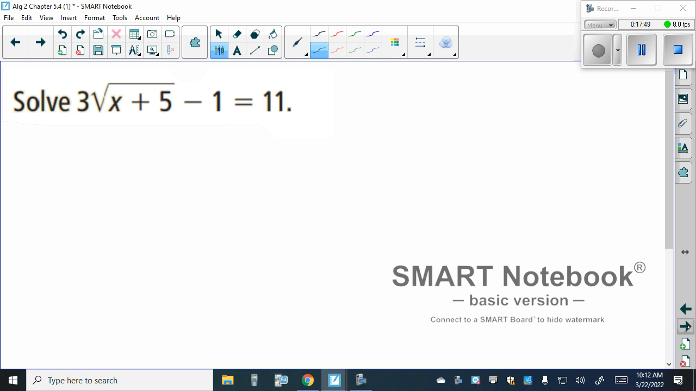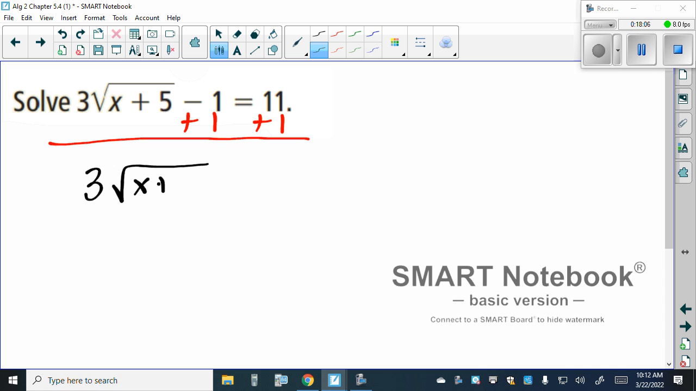Okay. What do we need to do for this one here? Yeah, we need to add 1. We need to get the radical by itself. So we would add 1 to both sides, which will tell us that's 3. 3 times the square root of x plus 5 equals 12. Right, the radical is not by itself yet, so we would divide by 3, telling us that the square root of x plus 5 is 4.